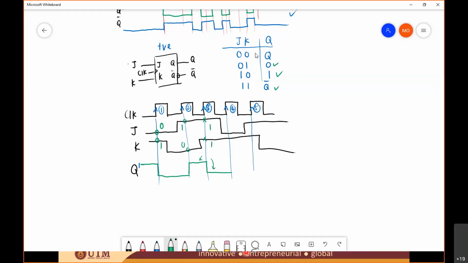Okay, next, sampailah next rising edge. When the next rising edge, the input of JK is 01. What is 01? 0. Okay, you're going to reset. And then after that, you see here until the next rising edge, this one here is 1, 1. So another toggle until the next rising edge. So this is the output lah of this JK flip-flops.